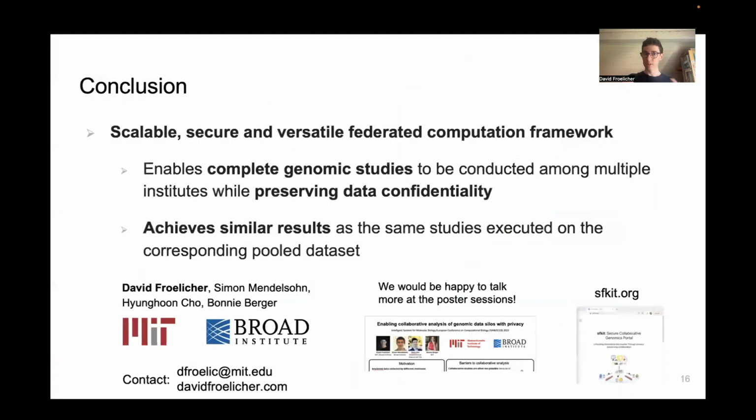And to conclude, we propose a solution that is scalable, secure, and that provides a versatile federated computation framework, which can be used to perform multiple genomic studies while preserving data confidentiality. Our solutions are available on the SFKit website, so users can easily collaborate to perform studies. We'll be happy to talk more now with questions or at the poster session.